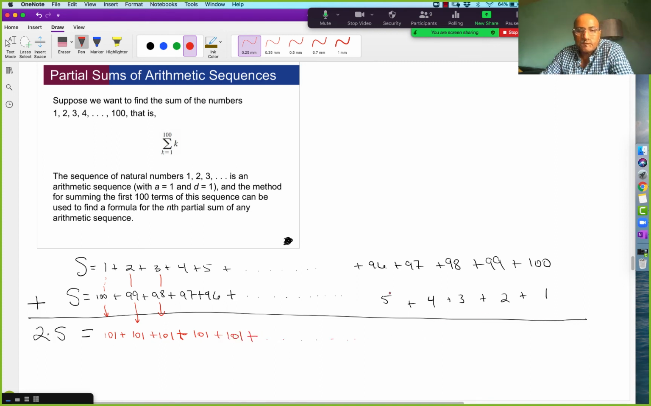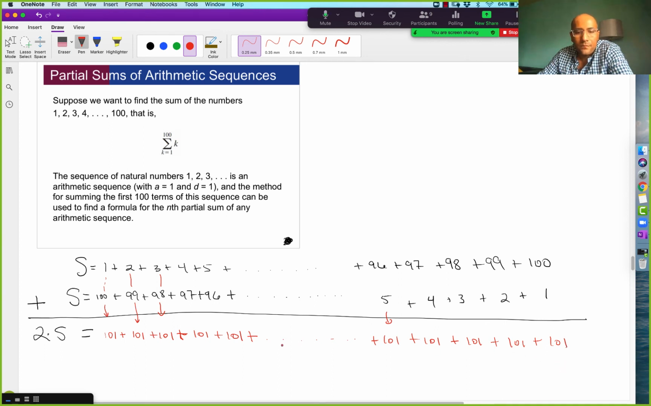And same thing at the end here. 96 plus 5 adds up to 101. And 97 plus 4 add up to 101. And 101. And 101. And 101.